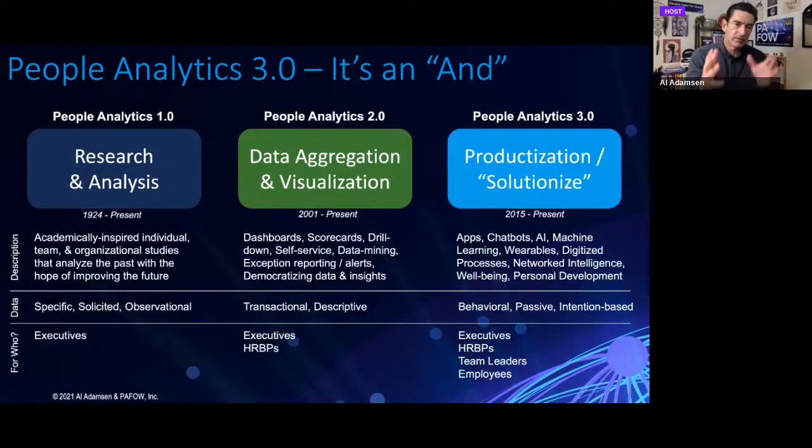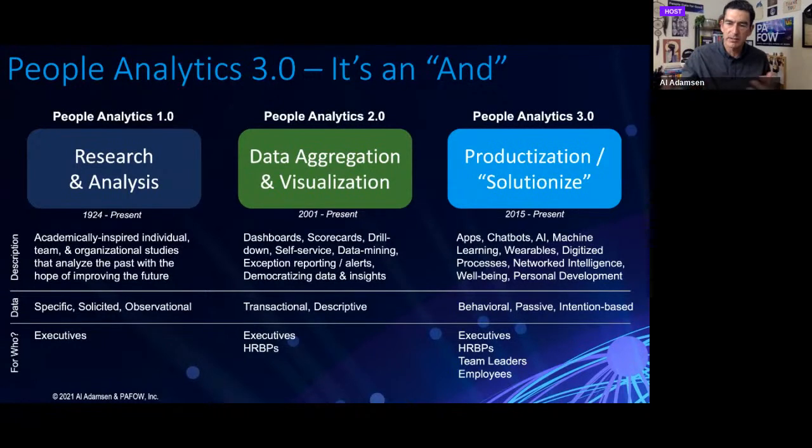On the far left, People Analytics 1.0 has been around for 100 years in one form or another. It's like event-based research, if you will. 2.0 has been around for the past 20 plus years, where it's aggregating data and visualizing it so others can consume it within the organization, namely executives and HR business partners.